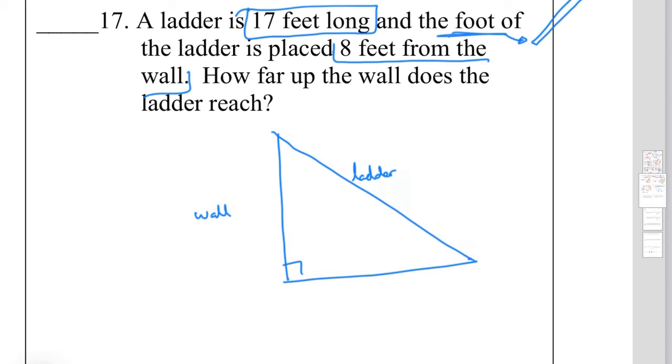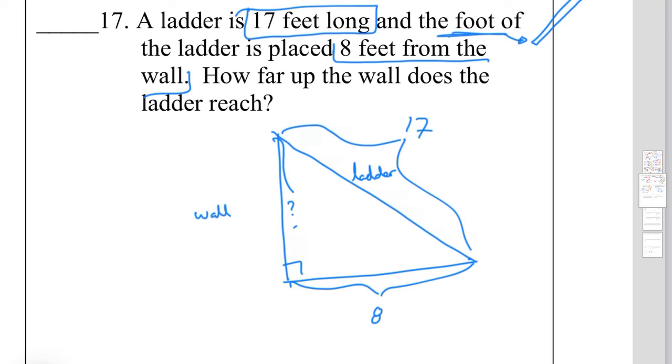And so I'm going to go ahead and label it with what I know. It says the ladder is 17 feet long, so this entire length, the hypotenuse, is 17. And it says that the foot of the ladder is placed 8 feet from the wall, so this distance is 8 feet. And it wants to know how far up the wall does the ladder reach. So it wants to know this distance here.